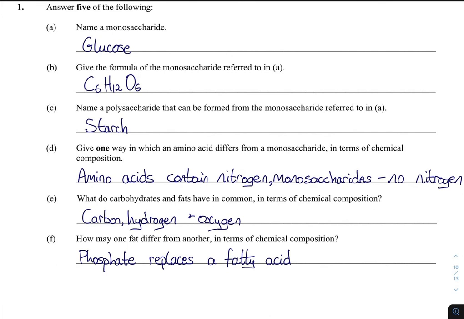Moving on. What do carbohydrates and fats have in common in respect to chemical composition? Well, they have 3 things in common: carbon, hydrogen, oxygen. The difference between the 2 of them is the ratios of carbon, hydrogen, oxygen.